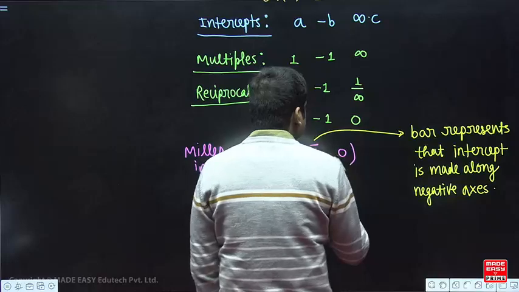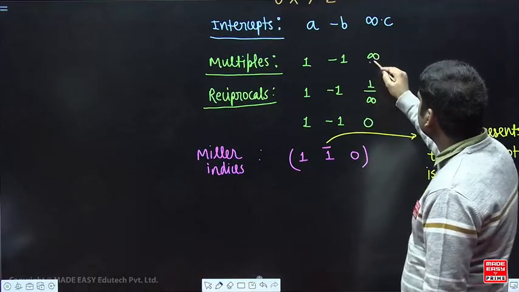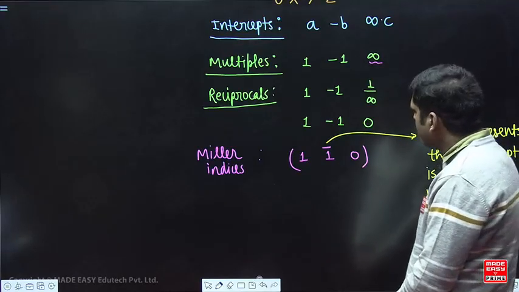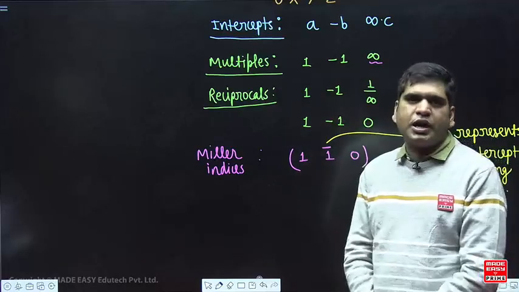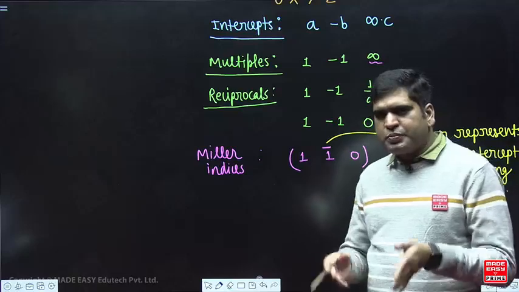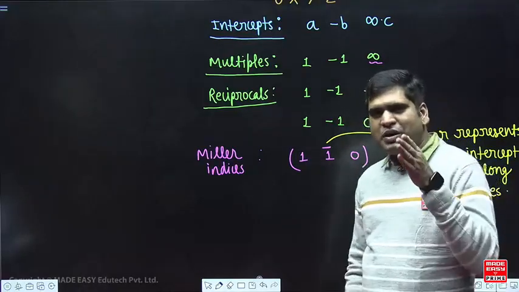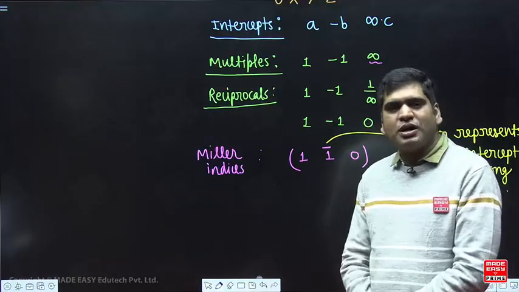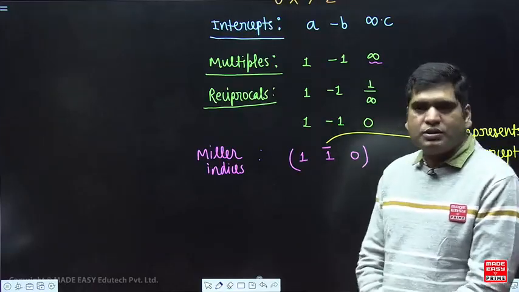How will you get 0? You will get 0 only if this is infinity. So the reciprocal of infinity is 0. There is no other way. But infinity will come when the plane is parallel to the direction. So 0 is indicating that this plane is parallel to the z direction. So if the first digit is 0, then the plane is parallel to the x direction. If the second digit is 0, then the plane is parallel to the y direction. And if the third digit is 0, then the plane is parallel to the z direction.